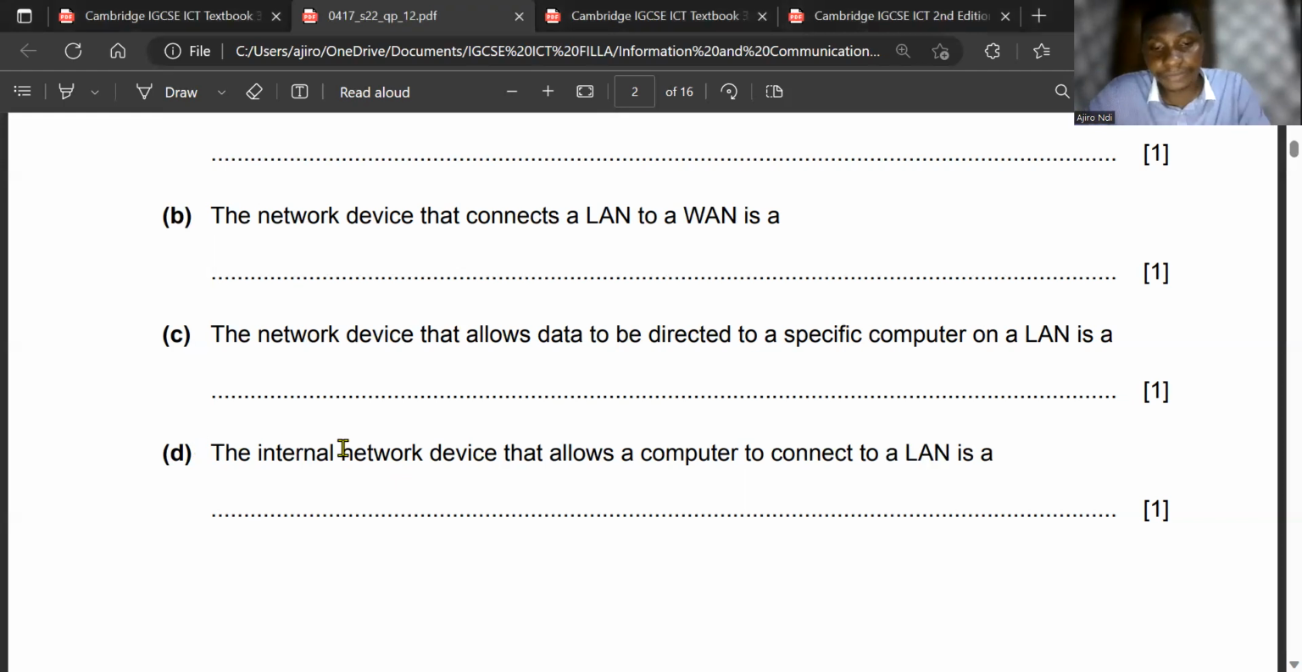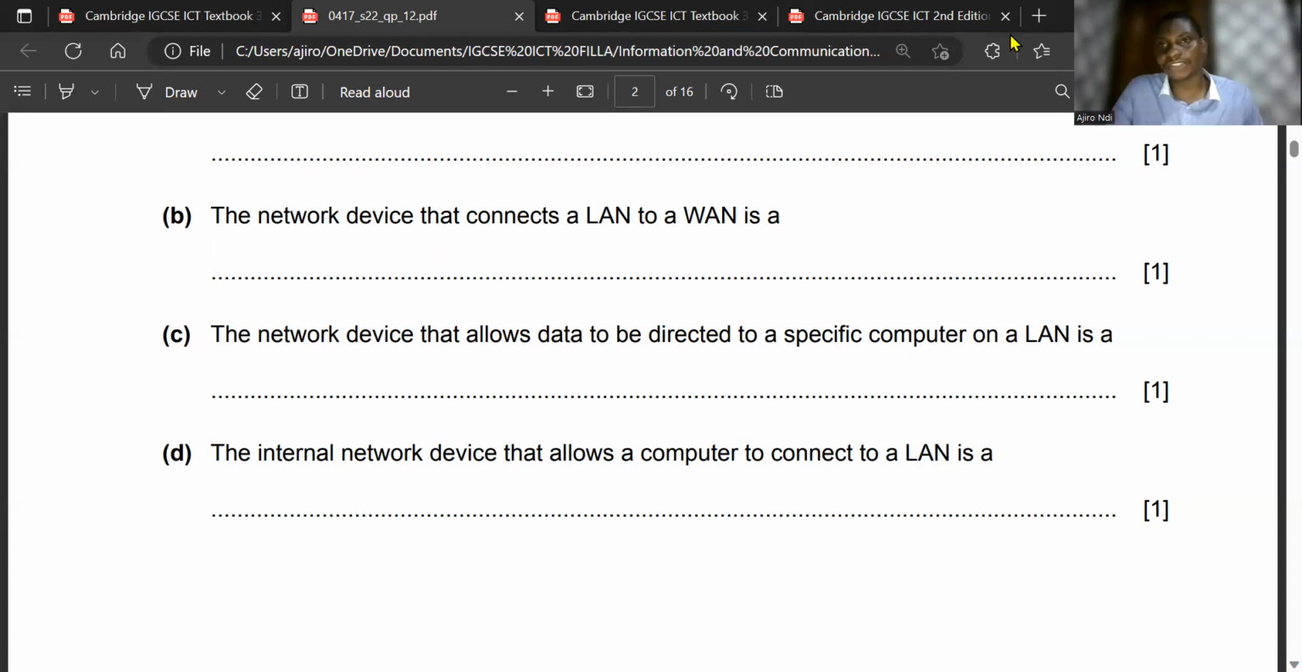Excuse me, sir. For D, is the answer network interface card? Let's look at it now. The internal network device that allows the computer to connect to a LAN. Internal simply means that it is inside the system unit. It is mounted on a motherboard. What allows you to connect to this LAN is a network interface card.